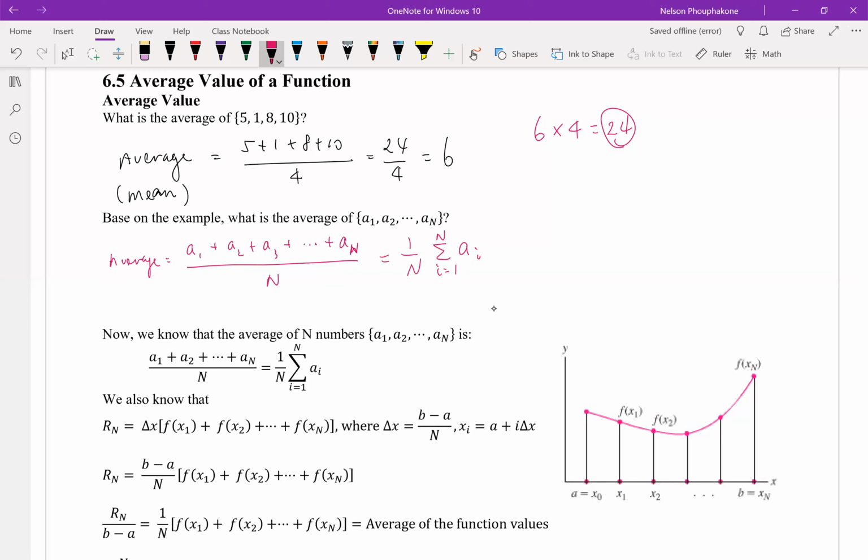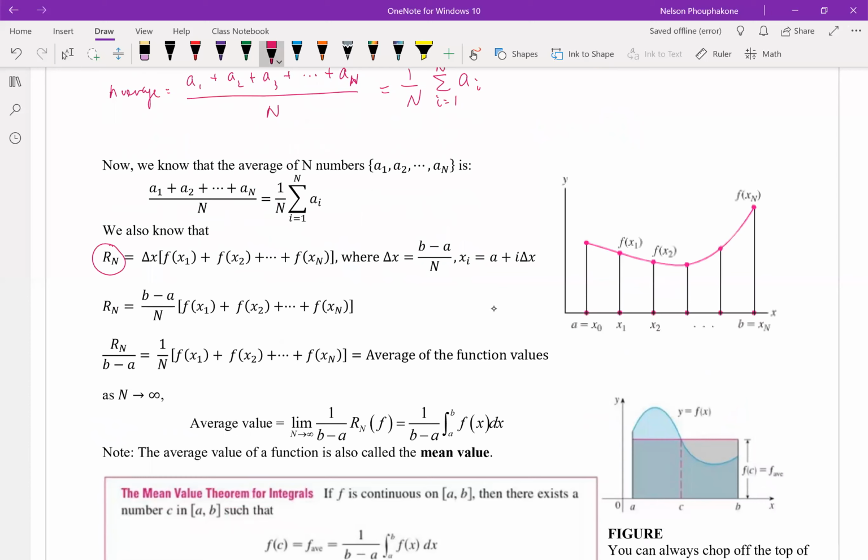Now, do you remember the right-hand Riemann sum? We have delta x multiplied by f of x sub 1 plus f of x sub 2, and so on and so forth, where delta x is b minus a over n, right? And of course x sub i is a plus i times delta x. Then in this case, if I plug it in, replace delta x by b minus a over n.